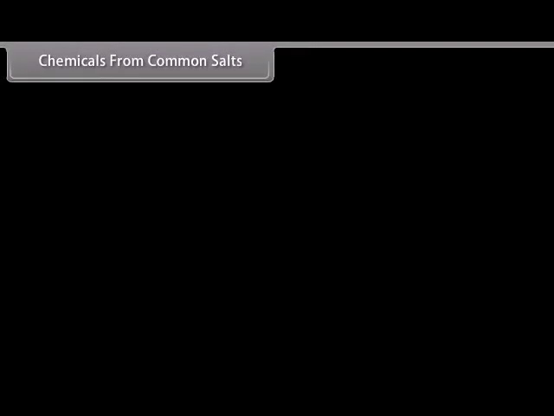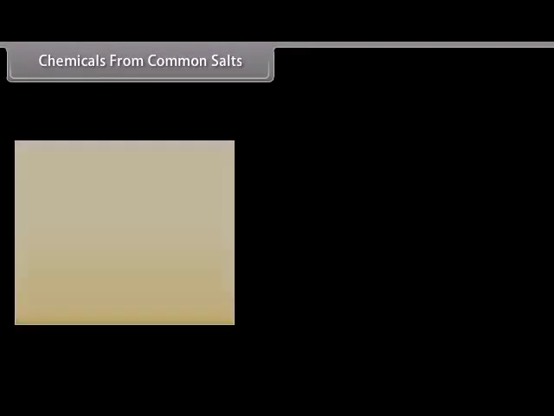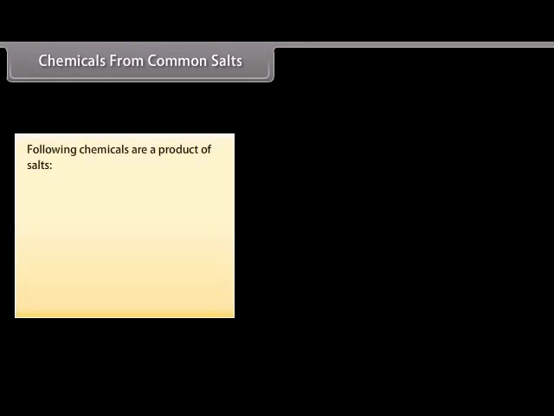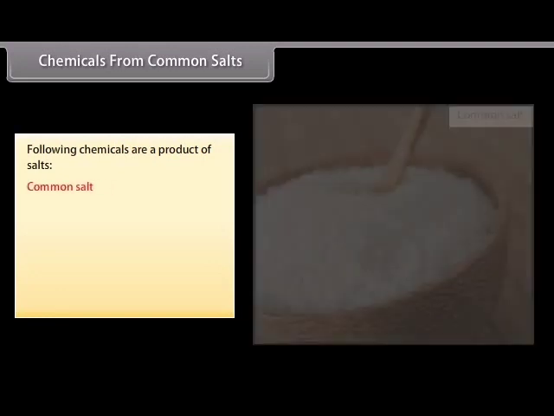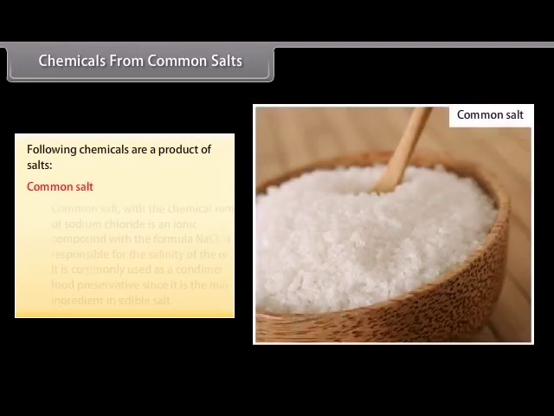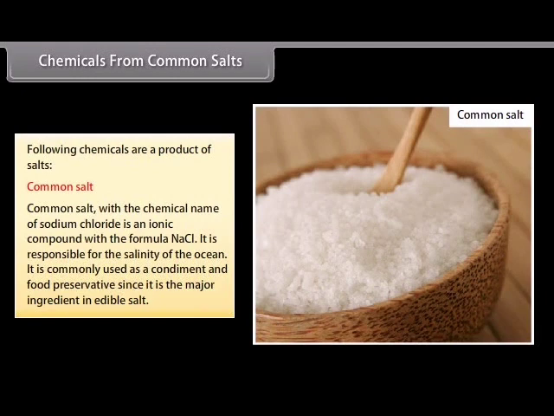Chemicals from common salts. The following chemicals are a product of salts. Common salt. Common salt, with the chemical name of sodium chloride, is an ionic compound with the formula NaCl. It is responsible for the salinity of the ocean. It is commonly used as a condiment and food preservative since it is the major ingredient in edible salt.